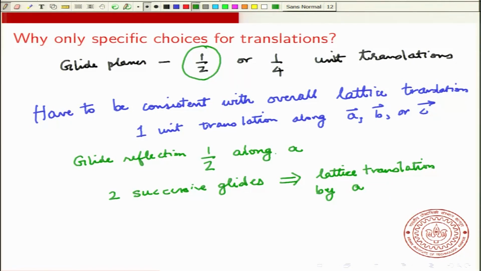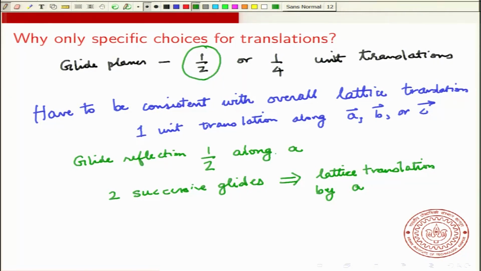So that is an overall translation by A. Okay. So clearly this glide reflection is consistent with the symmetry of this overall lattice translation, and similarly you can show even for the diamond glides that they are consistent with the overall lattice translations. Okay, and you can similarly show that there will be other glides that are not consistent with this overall lattice translation. So if you translate by some arbitrary distance, then it could be that it's not consistent with the overall lattice translation.